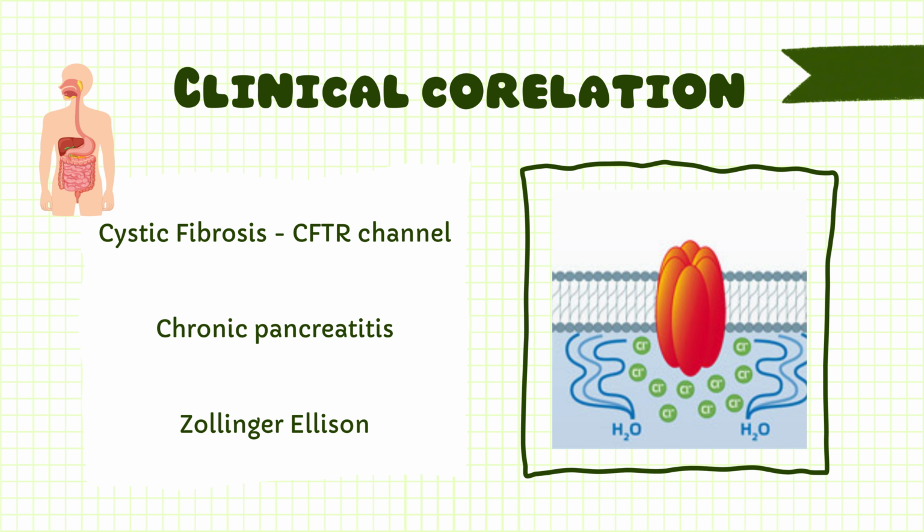Then we have Zollinger-Ellison syndrome. This rare condition causes the stomach to produce too much acid. The excess acid enters the small intestine and inactivates pancreatic enzymes. Without working enzymes, digestion and absorption are impaired.